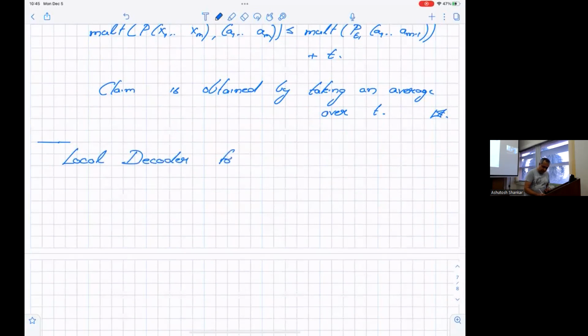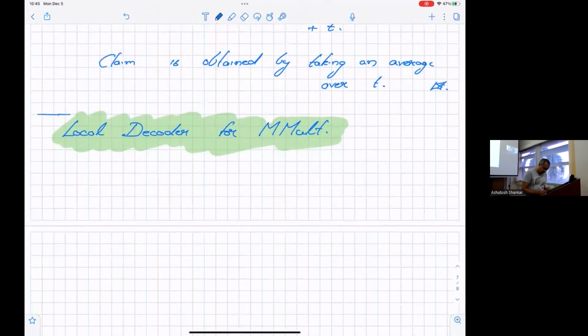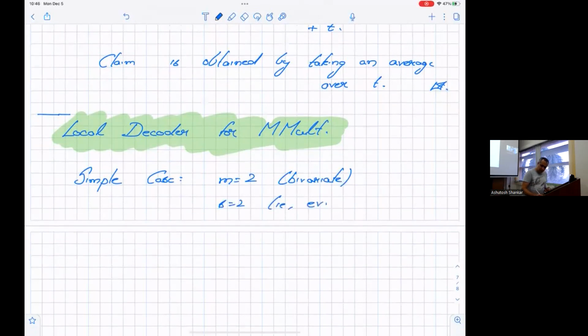for multivariate multiplicity codes. So what's the natural thing? Once again, let's work with the simplest case, in which, as before, we'll work with m equals 2, the bivariate setting, and s equals 2, that is, evaluation and first order derivatives.